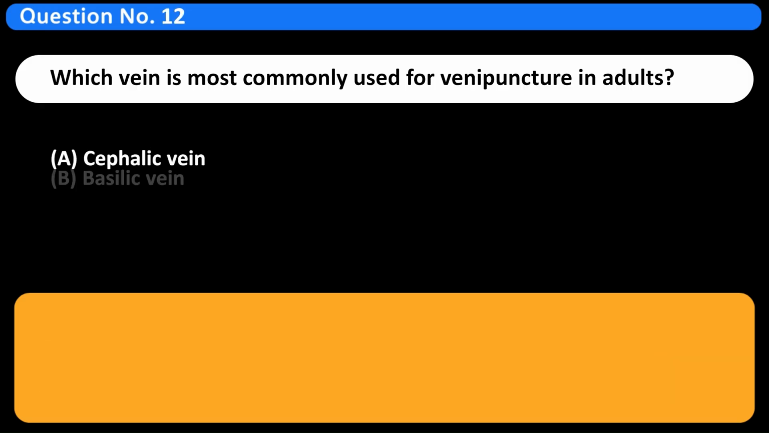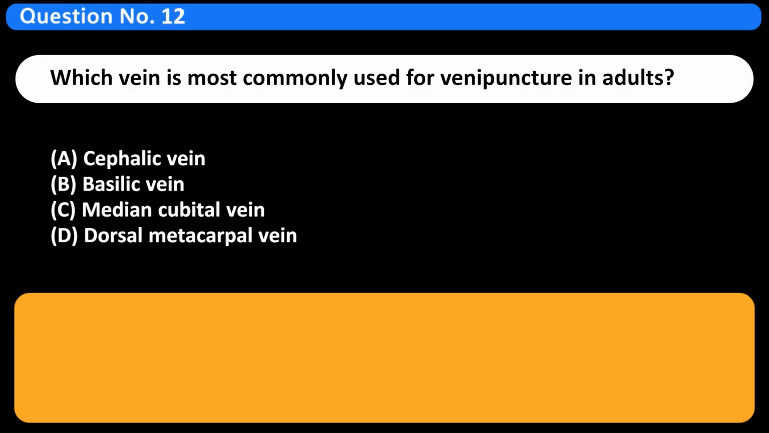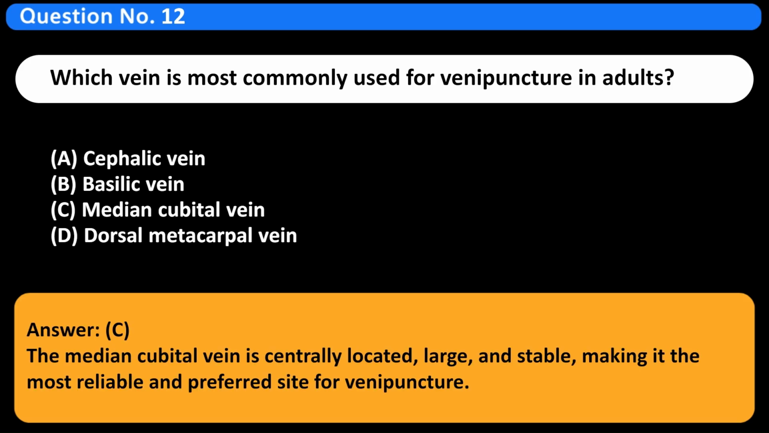Which vein is most commonly used for venipuncture in adults? A. Cephalic vein. B. Basilic vein. C. Median cubital vein. D. Dorsal metacarpal vein. Answer: C. The median cubital vein is centrally located, large, and stable, making it the most reliable and preferred site for venipuncture.